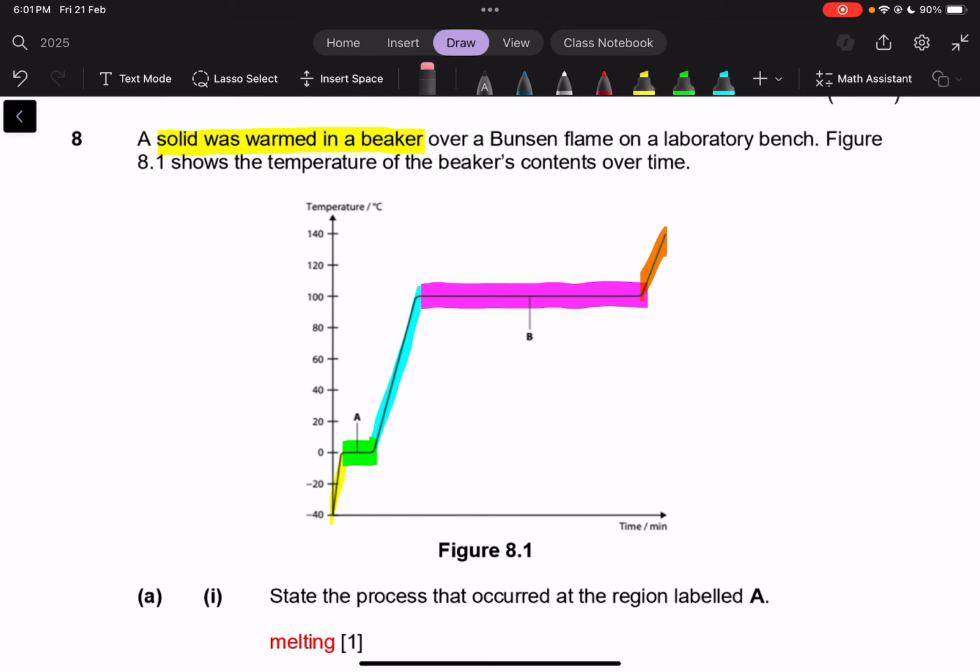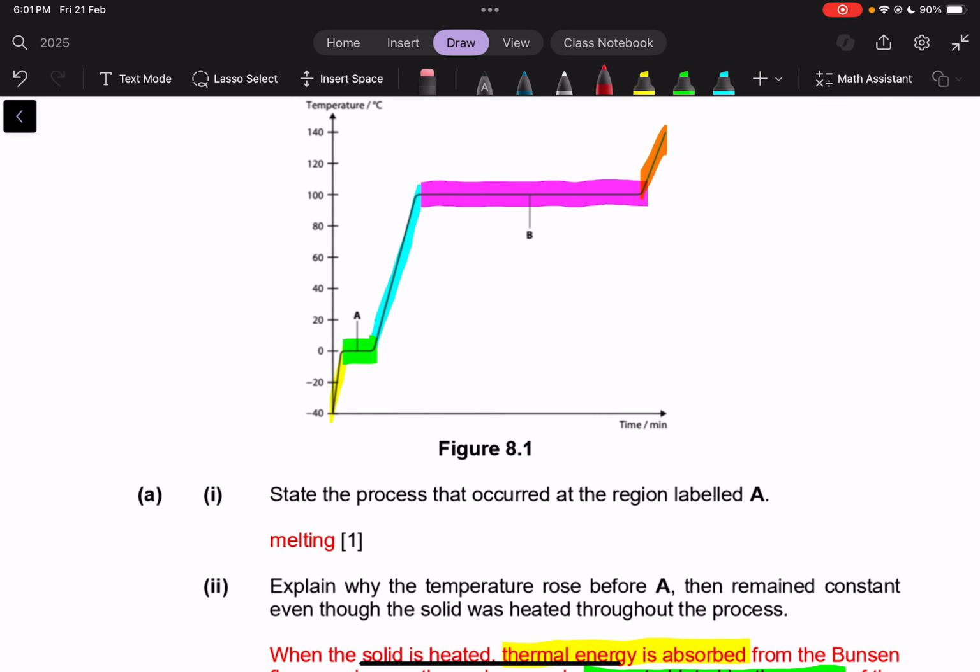So in this case, we can maybe just label them accordingly. This part must be solid. Then this is melting. Sorry, the state change, I'll just write in blue. So here, melting. Then this part here is a liquid. Then this part here is boiling. Then lastly, we'll have a gas here. So at A, it's just melting because it's changing from solid to liquid.